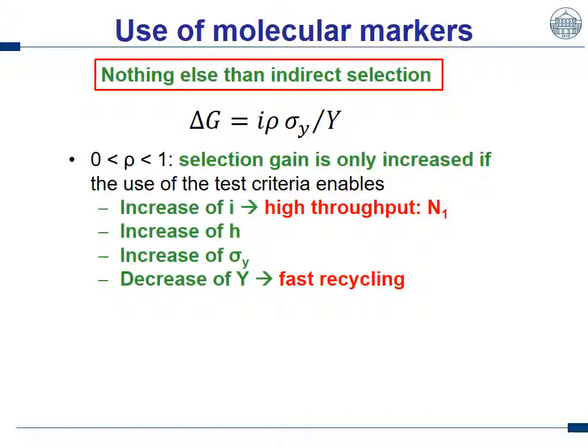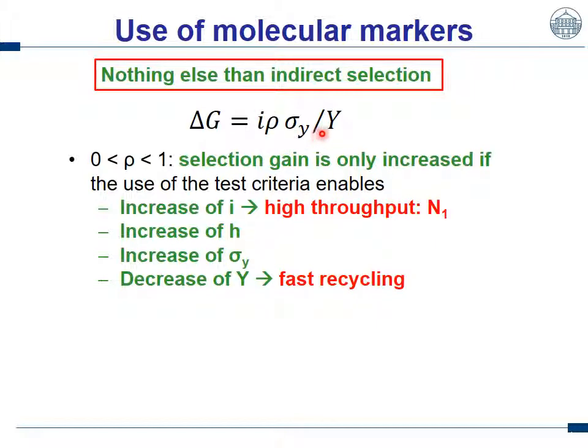We could also think about using molecular markers. Molecular markers is nothing else than an indirect selection. Let's assume our target trait is still grain yield measured in the field. And when we use molecular markers, we don't have the heritability anymore, but we have the correlation between the indirect measurement, the genetic markers, and the phenotypic value.